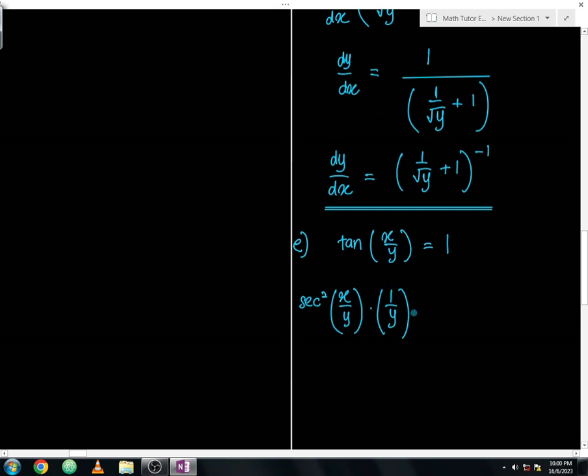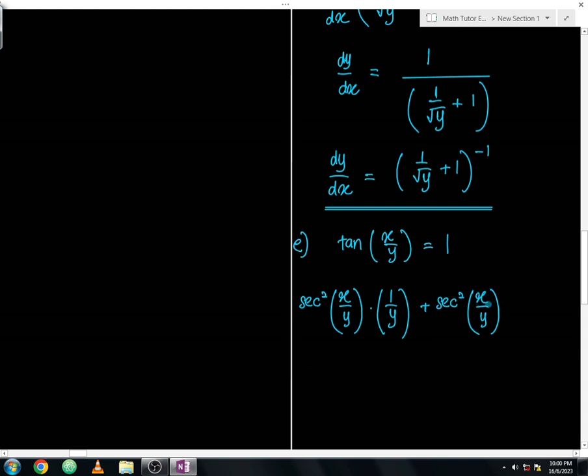Now we focus on the y part. Plus, this is considered a chain rule and product rule combination. Still the same, tangent of x over y, so we differentiate the tangent function first, and you get the same thing, secant squared of x over y. Let me just copy and paste this as it's the same.